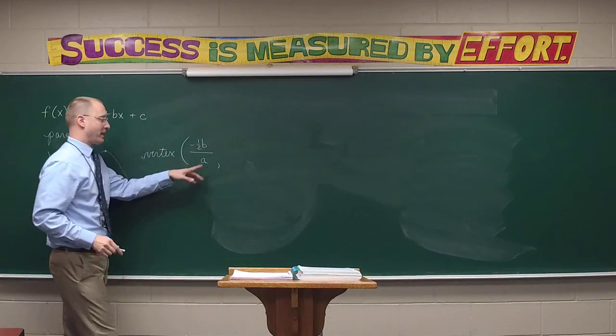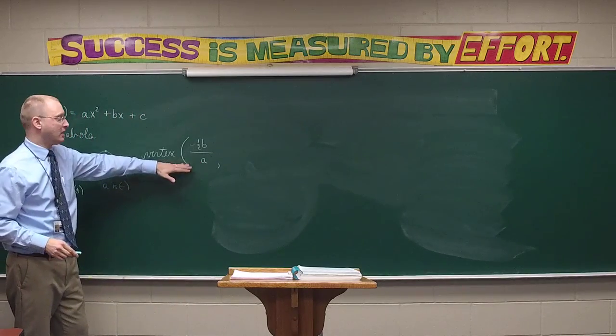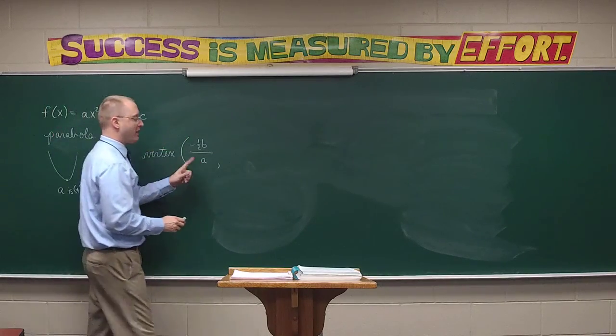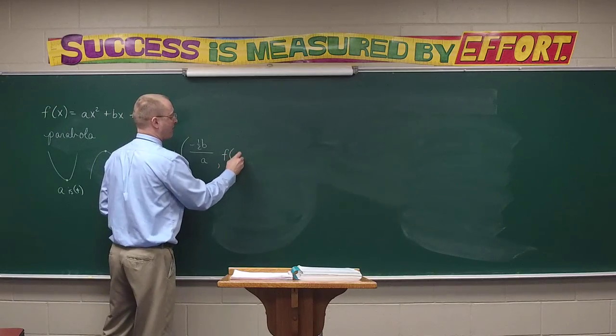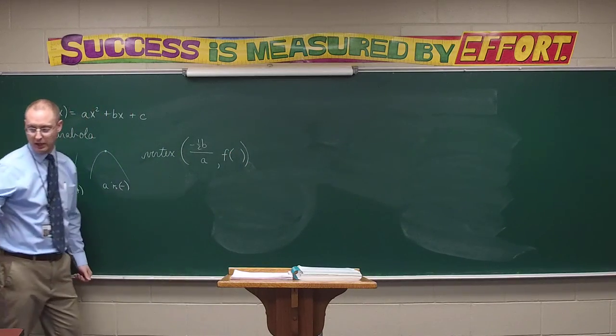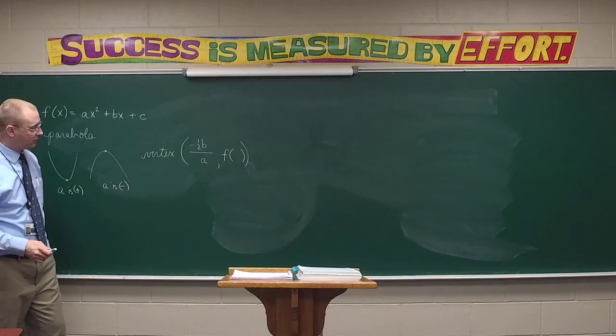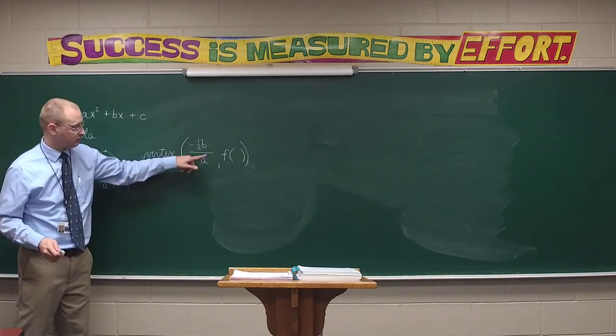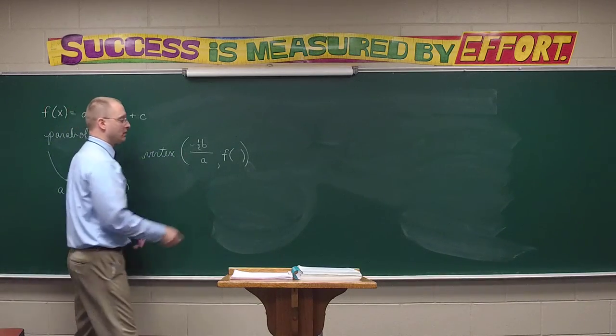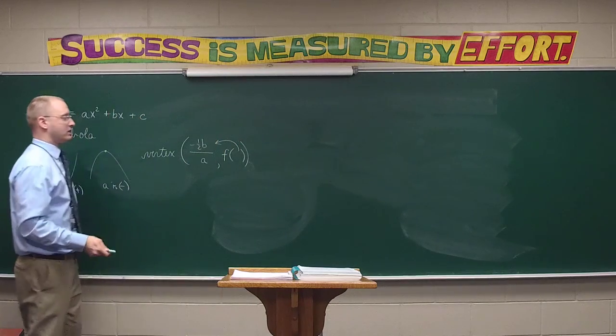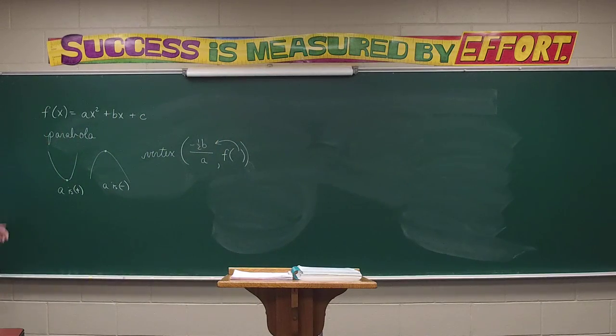Now, a lot of times we won't have to worry about dividing out the A, so negative half of B is sufficient. That gives me the x value. How do I find the f of x value, Brandon? Whatever that is, you put it into that f. Yeah, take f of that. And once you've taken f of all of that, that'll give you the other part.